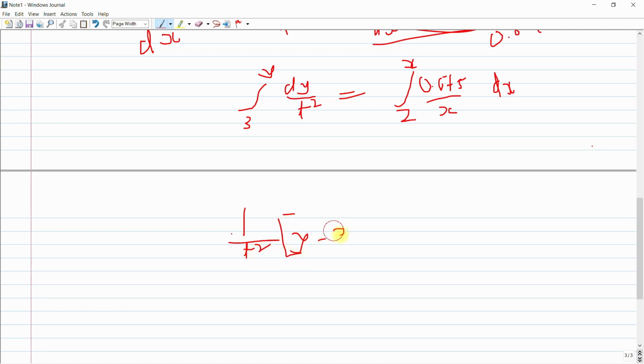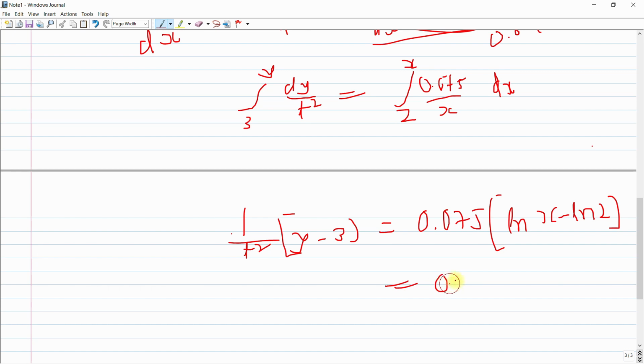times y minus 3, and here 0.075 times the integral of 1 by x, which is equal to ln x minus ln 2, so it will become 0.075 multiplied by ln of x divided by 2. This way you will find the equation of y.